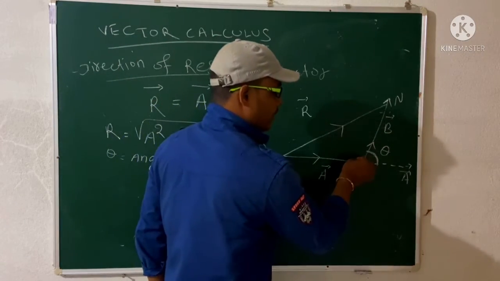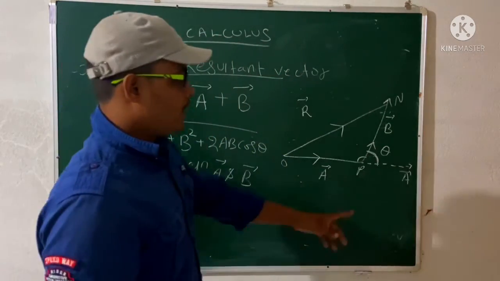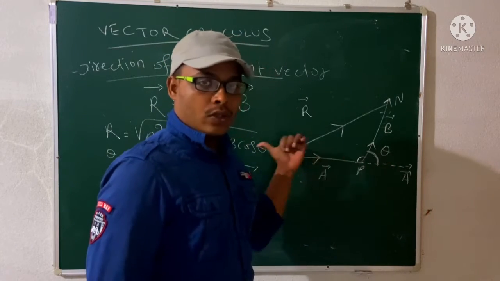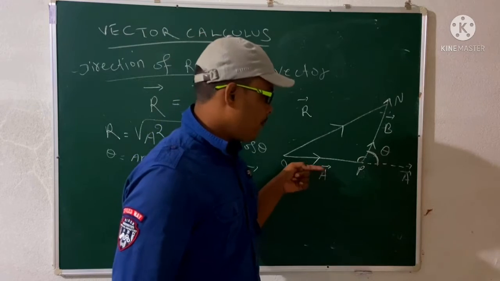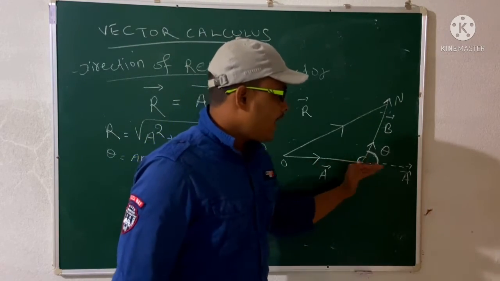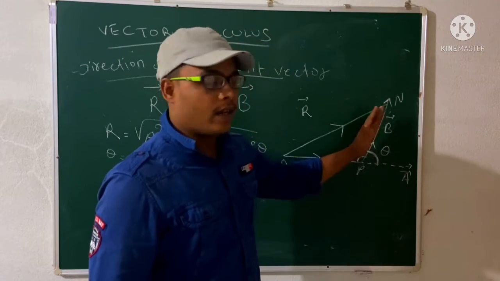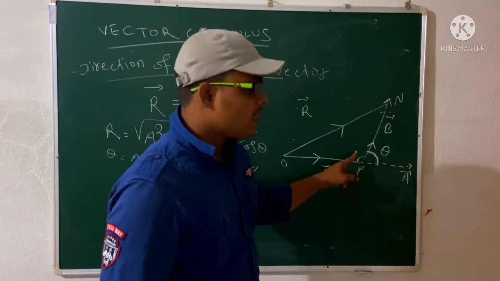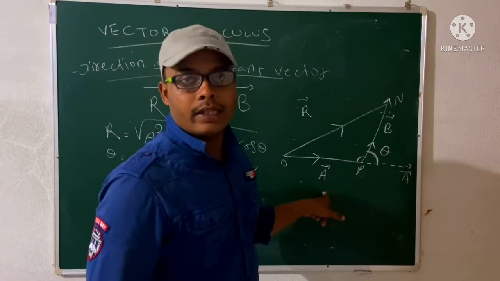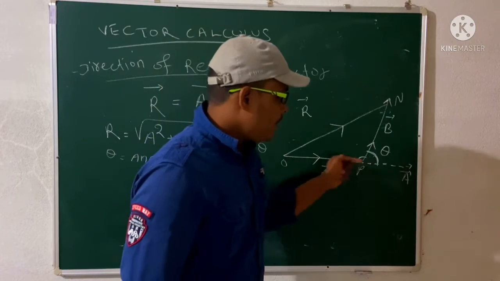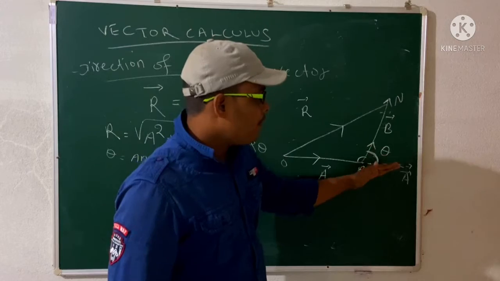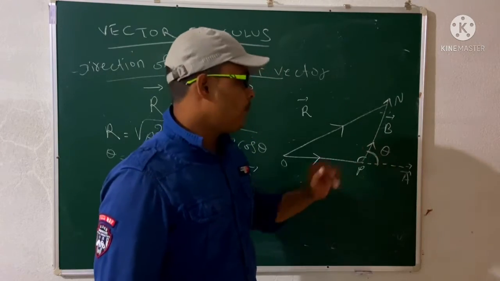Why I cannot take this one theta? Why I have taken this one theta? Because the direction of A is not opposite. The direction of A is forward. That means it is moving to the right. So the right side and the B vector angle will be theta. If you take this theta, then that will be the angle between B vector and minus A vector. Remember, A vector is moving to the left, so you take it to the left. Then A vector makes angle with B vector, that will be theta.